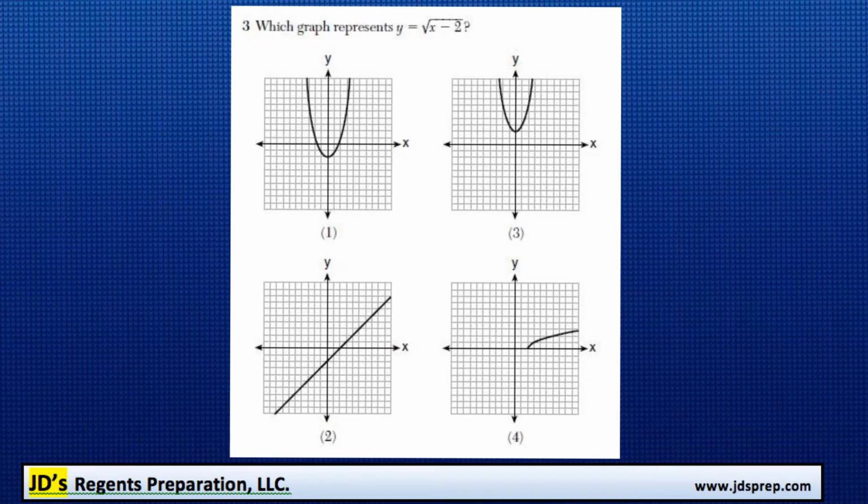This is problem number 3 from the June 2017 Algebra Regents exam. In this question, we're trying to find out which one of these four graphs represents the equation y equals the square root of x minus 2.